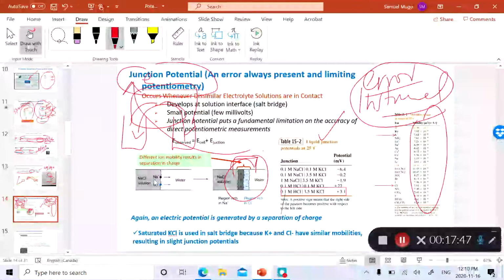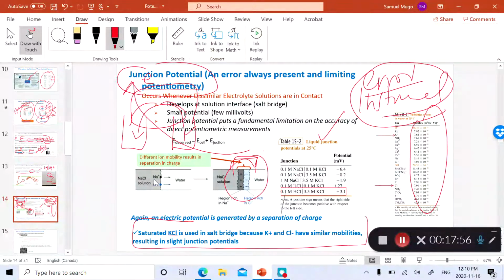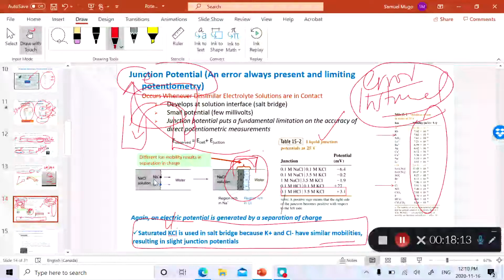So what's the solution? We don't have a very good solution. The junction potential error is always there. However, you can minimize it by choosing the right type of electrolyte, which has constituent ions with very similar mobilities. That is why in most potentiometric or even voltammetric techniques, potassium chloride is the most common electrolyte out there, because the mobilities of its ions are very similar, and so they minimize the junction potential.